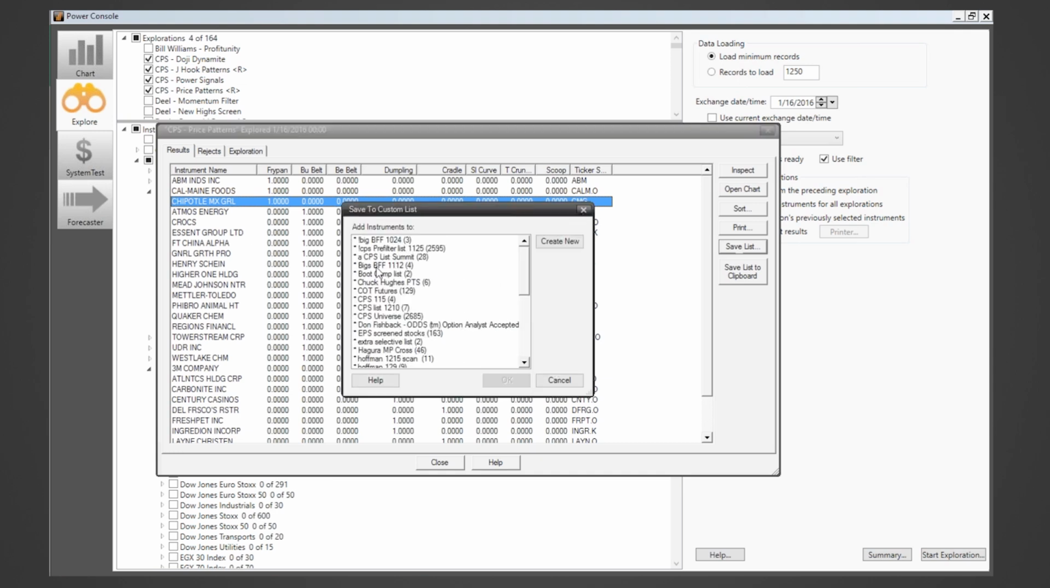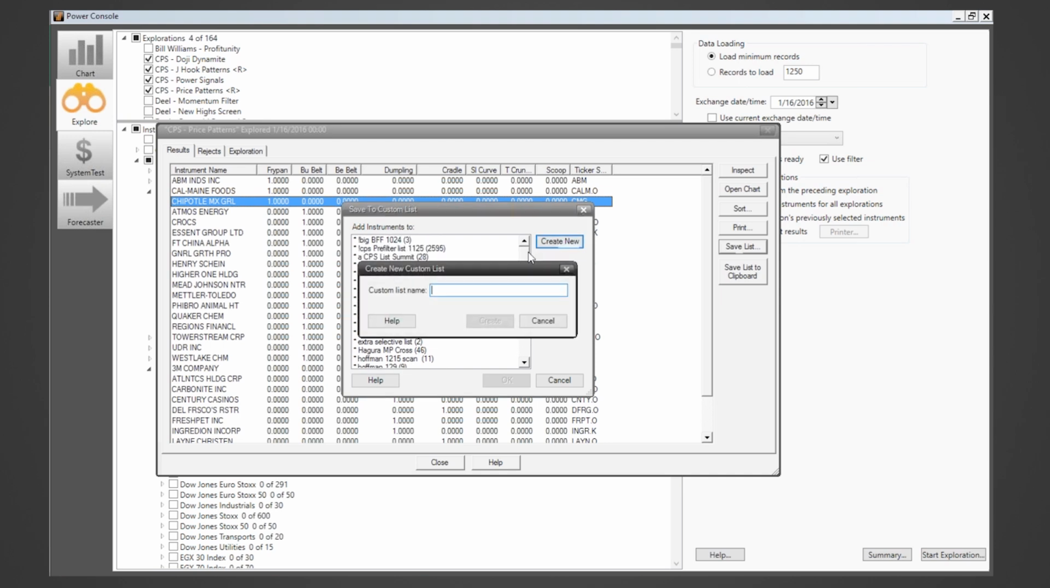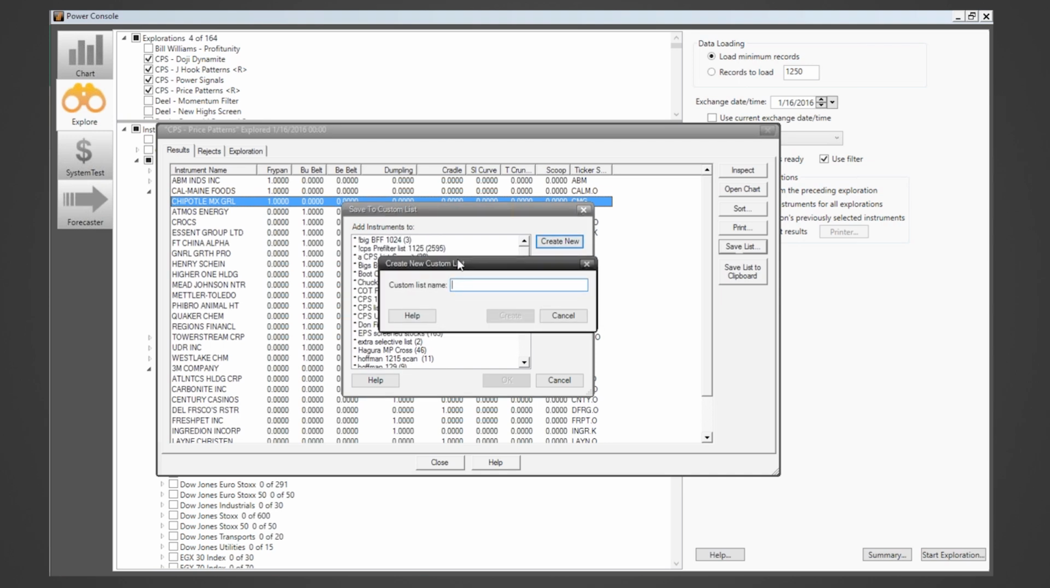BFF, you're going to see a lot of Bigs lists in here. When I'm saving a list, like this one where I did a best friend scan on 1024, that's usually the way I save my list. I'll come in here and say Bigs, and this is the CP price pattern, and I'll put a date on it so I know exactly what date that came in, so 2-11, 2016. Actually, let's put a year on there. I'll go ahead and click on Create. That makes that list for me.